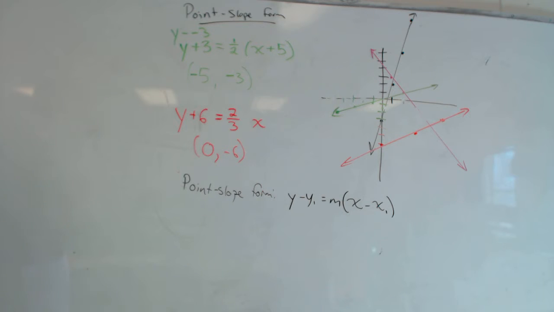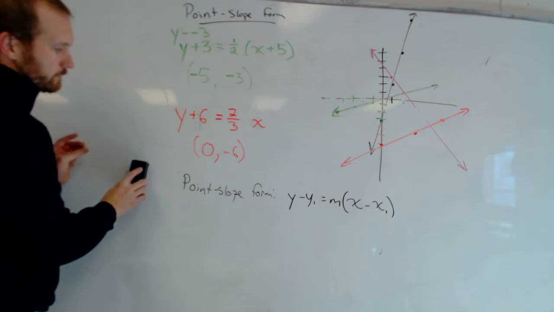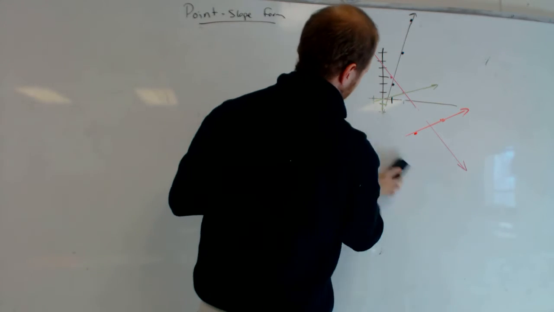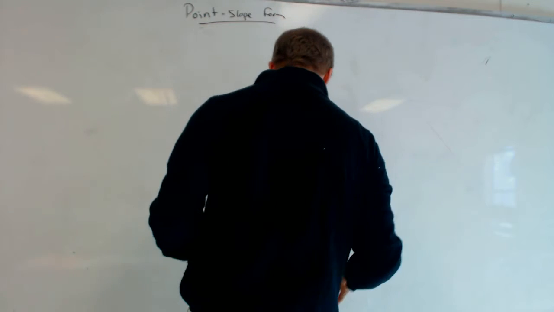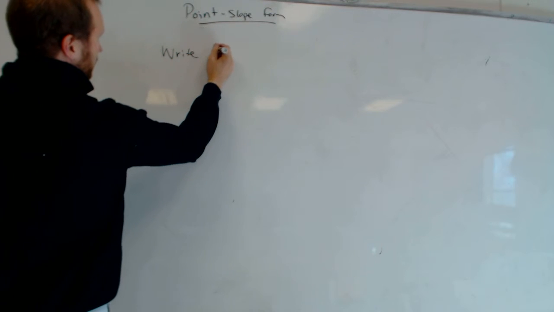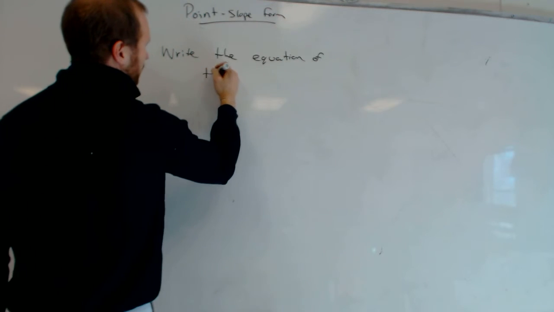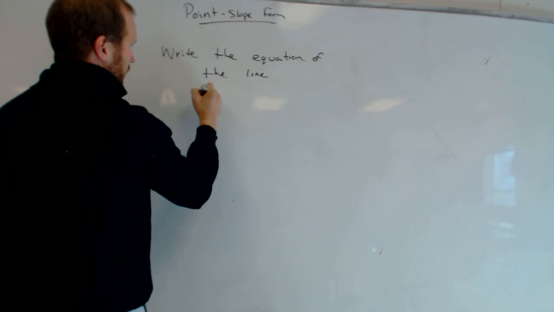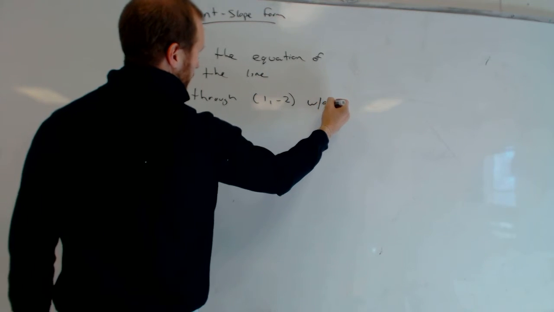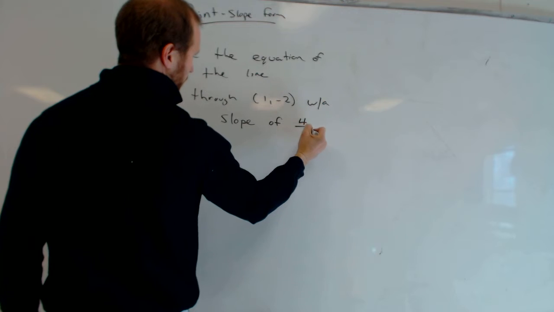All right. Questions? What if we were going the other way? What if I gave you a point? So what if your instructions are write the equation of the line through 1 comma negative 2 with a slope of 4/5.